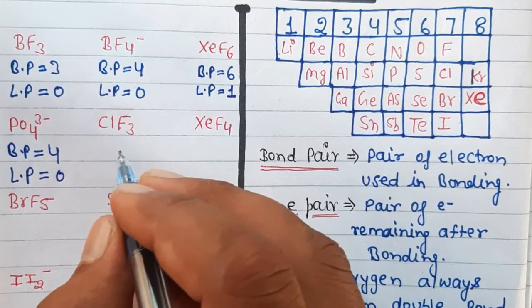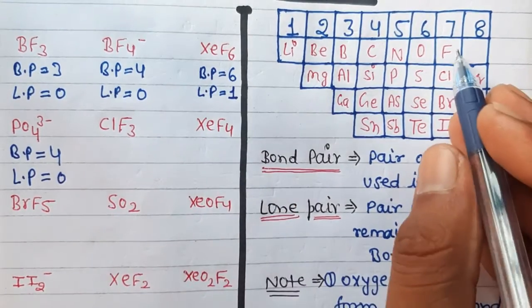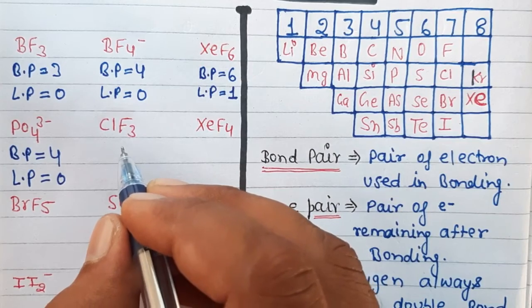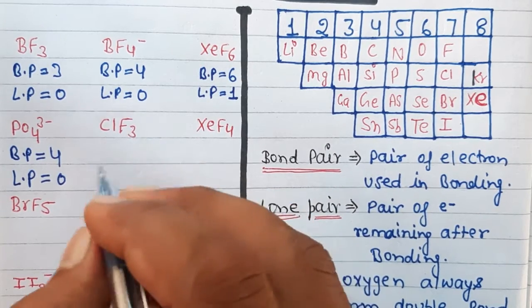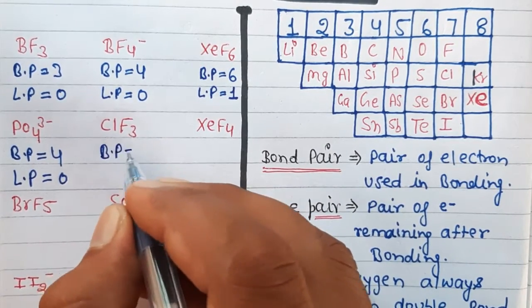Now let's talk about this example. Chlorine has 7 valence electrons and it uses 3 electrons with fluorine atoms to form bonds, so the number of bond pairs is 3.